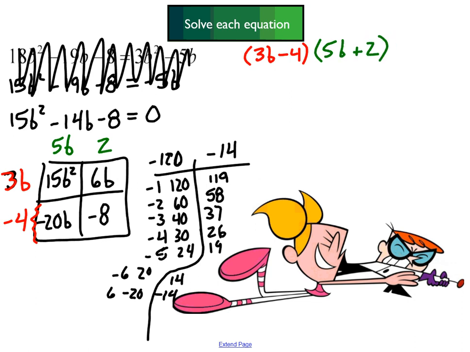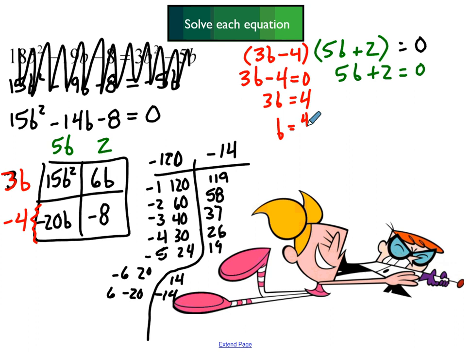Use the zero product property to solve both of these. So I have 3b minus 4 equals 0. 5b plus 2 equals 0. I add 4 on both sides for the red equation, so I get 3b equals 4. Divide both sides by 3, I get b equals 4/3. Solve the green equation, subtract 2 on both sides, I get 5b equals negative 2. Divide both sides by 5, I get b equals negative 2 over 5.